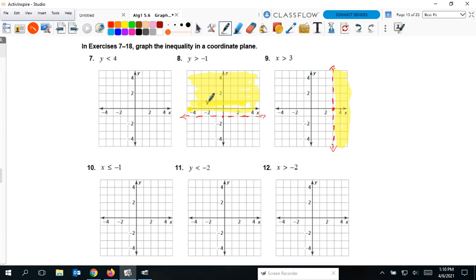Same thing you do here. If I wanted to pick, let's just say 1. 1 is on the shaded side. So I plug in 1, 1 is greater than -1, and it's true, so it should be in the shaded region.